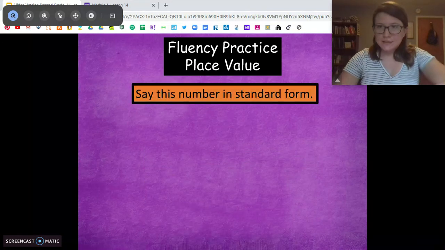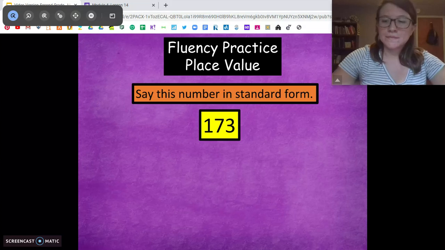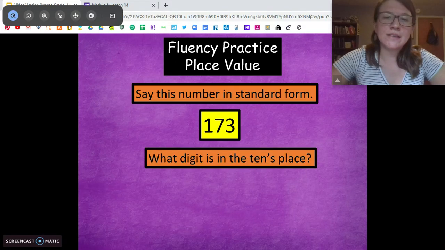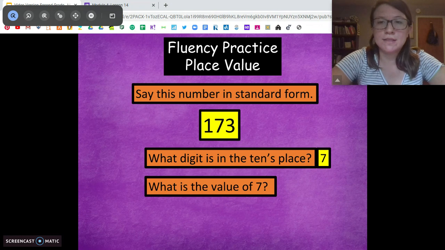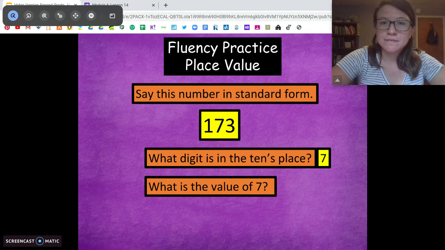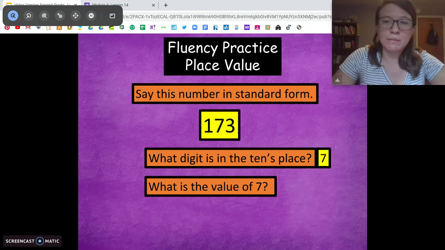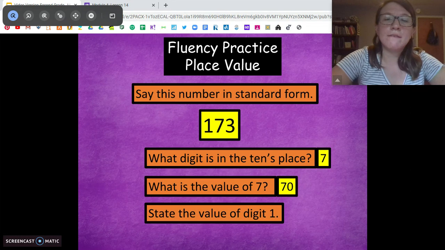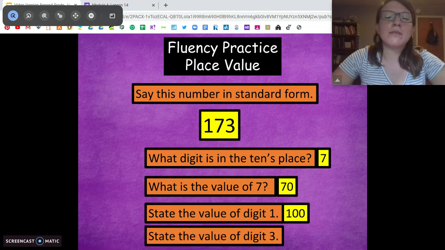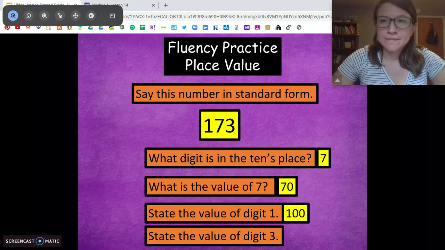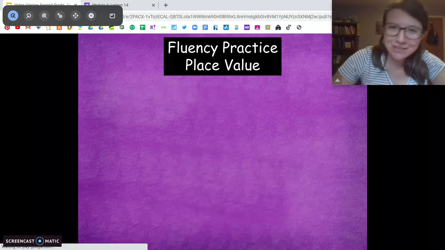Tell me this number in standard form. 173. Excellent. What digit is in the tens place? 7. Very good. What's the value of the 7? How much is that 7 representing? It's in the tens place, so it's representing 70. What's the value of the 1? Look at its place. 100. Perfect. And the value of the 3? Just 3. Excellent job. Let's do another one.